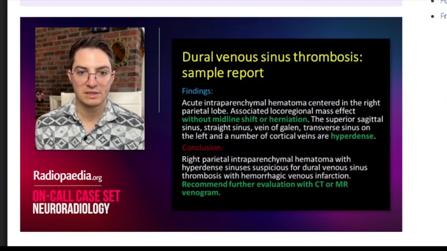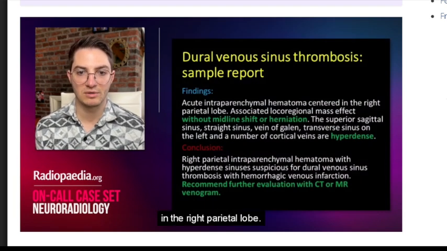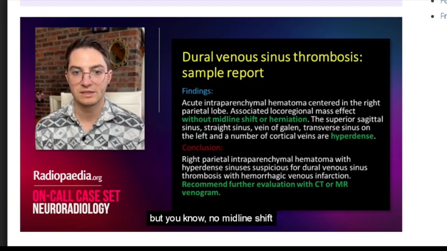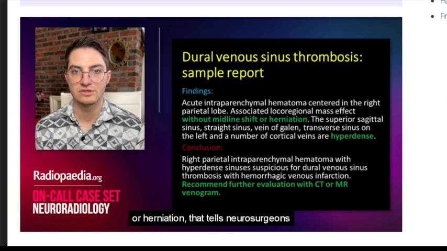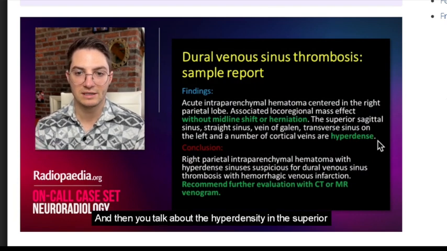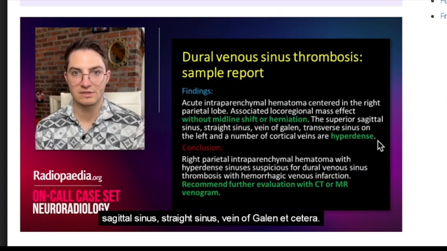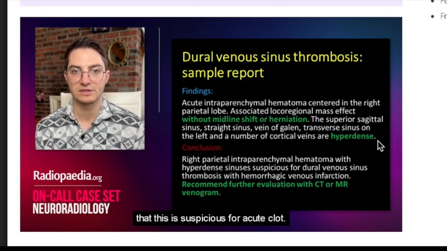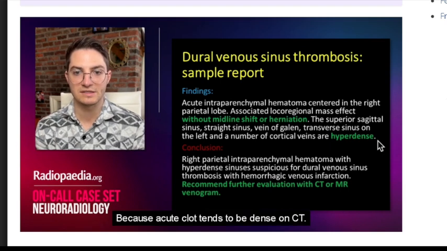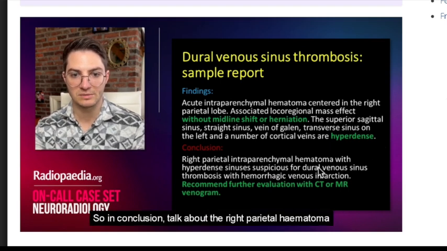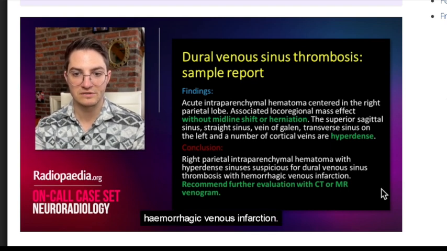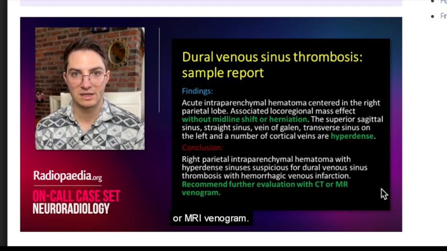So, sample report: acute intraparenchymal hematoma centered in the right parietal lobe. I like to talk about the degree of mass effect. So there's local regional mass effect, but no midline shift or herniation. That tells neurosurgeons that they don't necessarily need to go in and operate right now, for example, to decompress the brain. And then I talk about the hyperdensity in the superior sagittal sinus, straight sinus, vein of Galen, etc. And that basically just says that this is suspicious for acute clot, because acute clot tends to be dense on CT. So in conclusion, talk about the right parietal hematoma, and then it's suspicious for a hemorrhagic venous infarction, and then you should get further evaluation with CT or MRI venogram.